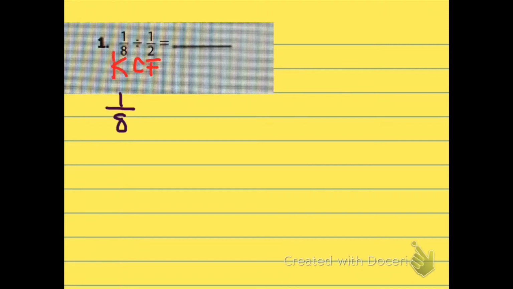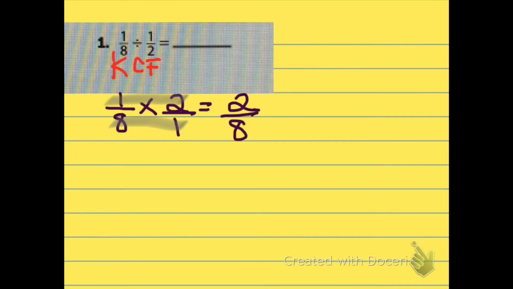Keep, change, division goes to multiplication, and flip. Now it's a regular old juicy multiplication fraction problem. Multiply across. You get 2 8ths. Well, this 2 8ths is just a regular old fraction.